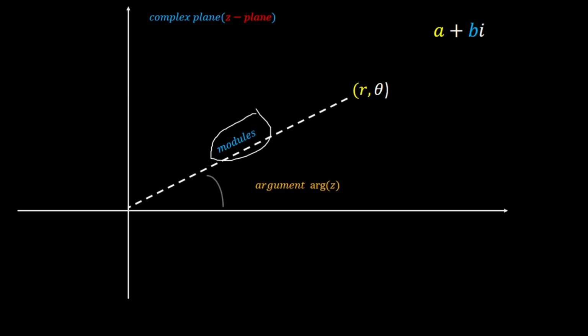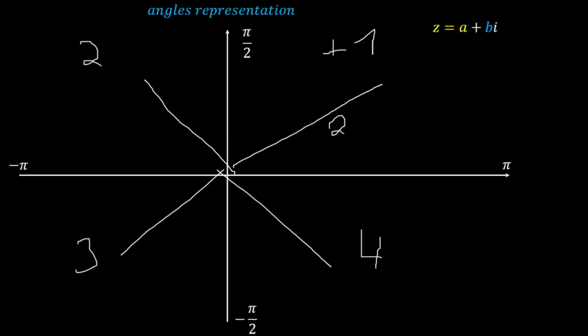You can have it in a polar formula, in polar coordinates, having the modulus that is r and the argument that is theta. And we can directly plot this z equals a plus bi in polar form on a z plane.